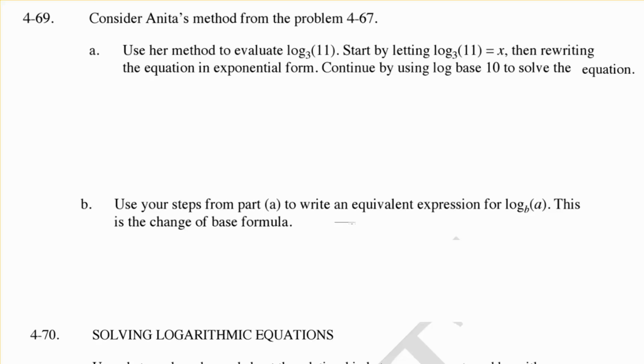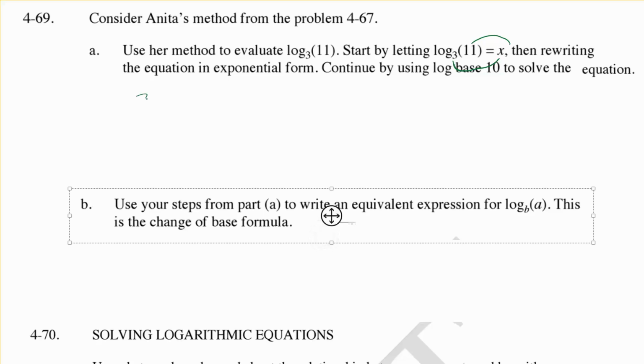All right, moving on to 69. Consider Anita's method from 467. Anita took the logs of both sides. Use her method to evaluate log base 3 of 11. So if we start by letting log base 3 of 11 equal x, and then we rewrite using our little circle, 3 to the x equals 11.